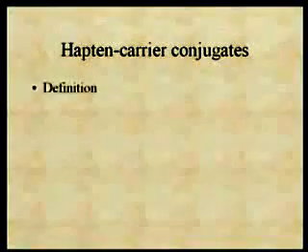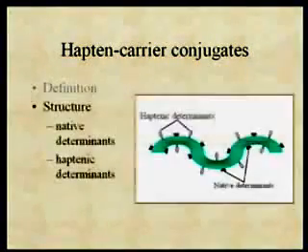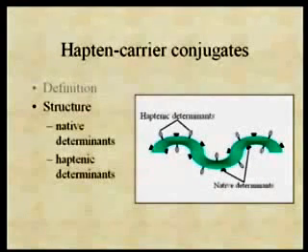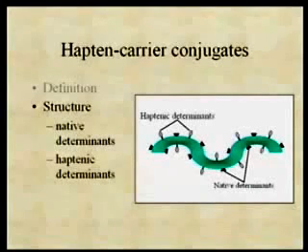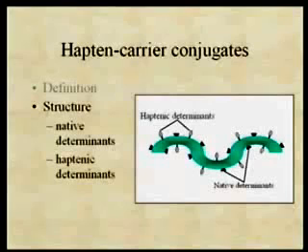And a haptene carrier conjugate is nothing else but an immunogenic molecule, the carrier, to which the haptene has been covalently attached. And it's not just mixing them together. If you just mix them together, you're not going to get it. You actually have to covalently attach the haptene to the carrier. And you produce what is referred to as a haptene carrier conjugate. If you immunize with the haptene carrier conjugate, you will get an immune response.